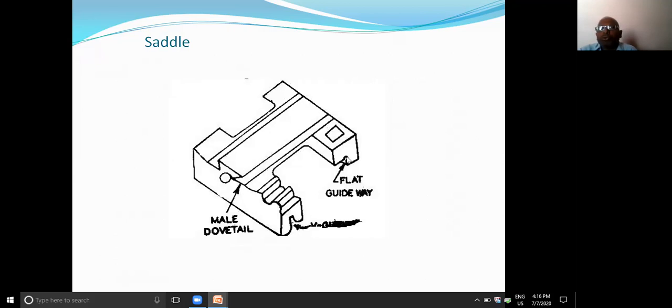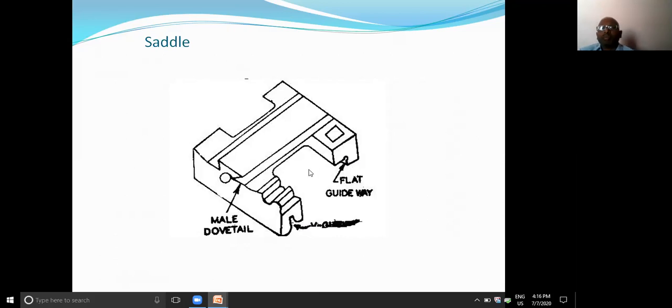This is the V groove and this is the flat groove. These two grooves are used to move the total carriage system over the lathe bedways. If you observe, generally the front portion, the outer guideway, has a V groove, and the far away guideway has a rectangular shape guideway.